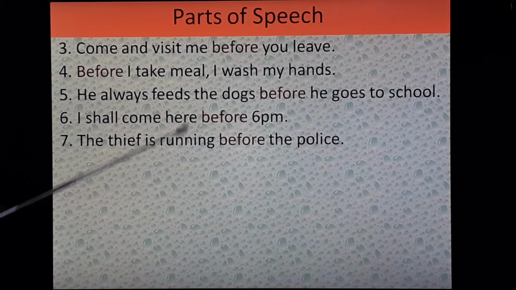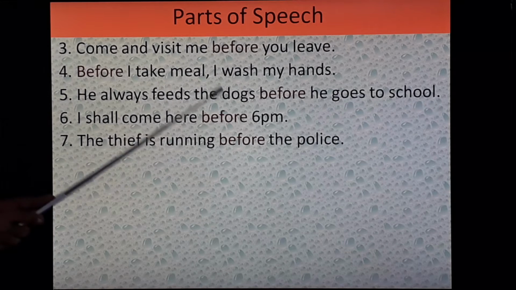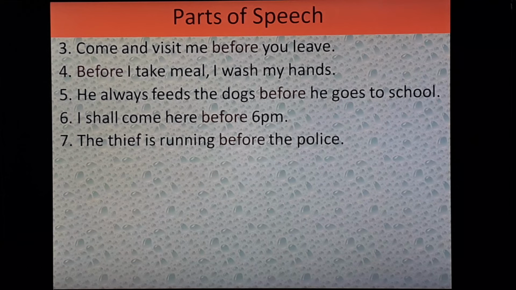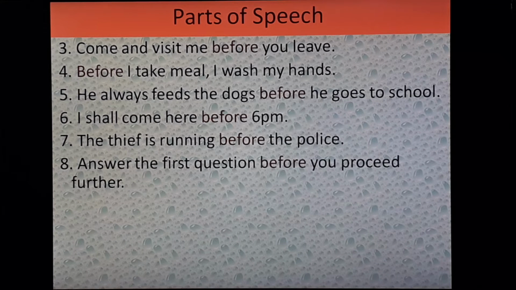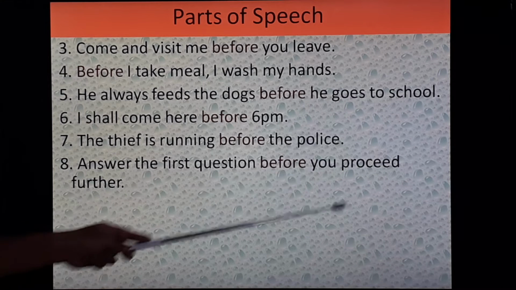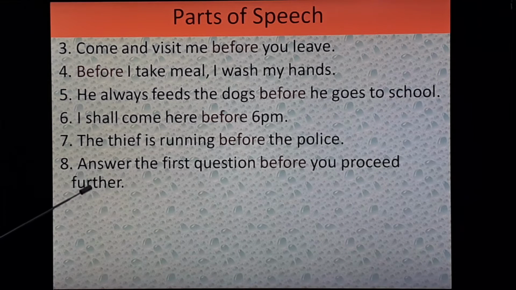The thief is running before the police. So here the thief is running is the main clause, before is the subordinating conjunction, and the police is the subordinate clause. Answer the first question before you proceed further. So answer the first question is the main clause, or you can say independent clause. Here before is the subordinating conjunction, and you proceed further is the dependent clause, or you can say the subordinate clause.